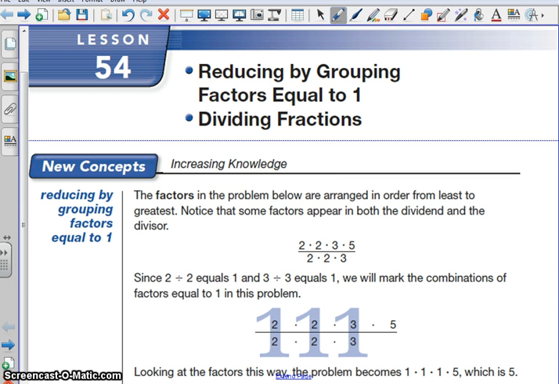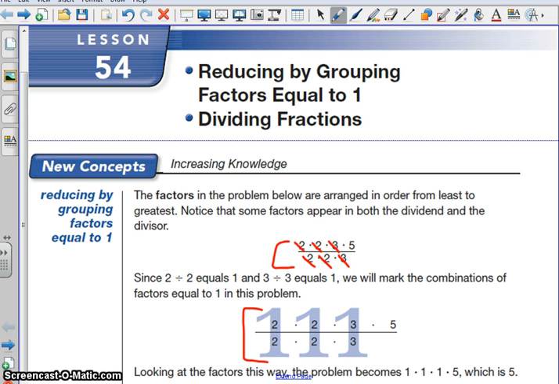Remember that when you cancel, it equals 1. So in this example, we can get rid of anything that matches and equals a total of 1. So 2 and 2 equal 1. 2 and 2 equal 1. 3 and 3 equal 1. And 5 stands alone because there's nothing else that matches with that.